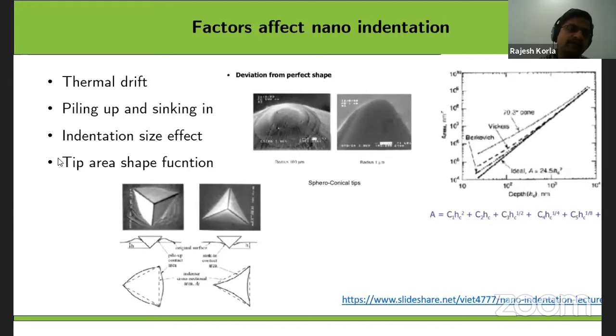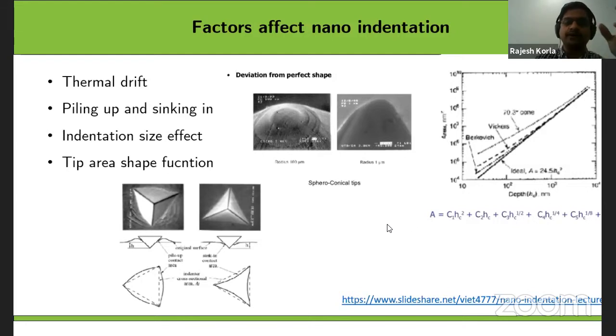And the fourth one, which is very important, is the tip area shape function. This is how the tip initially looks, but after some amount of usage, the tip becomes a little dilated. That means the area function, which gives the constant multiplying HC, right? The constant comes from this kind of area function. They do different indents on a known material, and then you can curve fit that, and you can get C1, C2, C3, C4, C5. From there, you can get the area function, and from that you can get the constant.